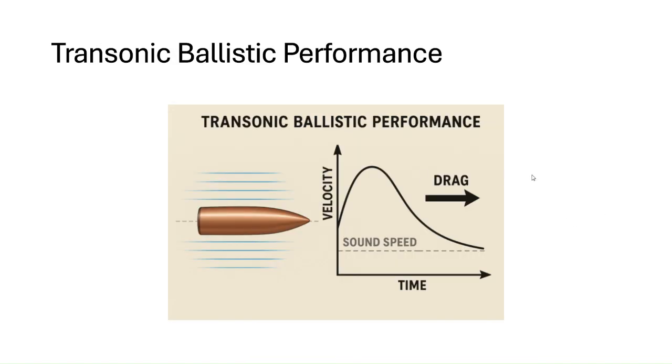Finally, we've got transonic ballistic performance. Transonic performance occurs when a projectile transitions through speeds near the speed of sound, typically Mach 1. When airflow around the projectile becomes unstable, this transition can increase drag, turbulence, and slight trajectory deviations, extremely affecting accuracy and velocity, and especially consistency, which is the hardest part.